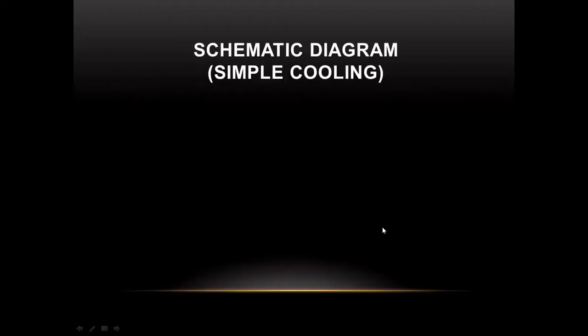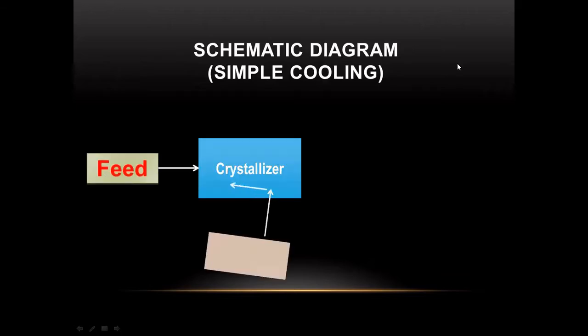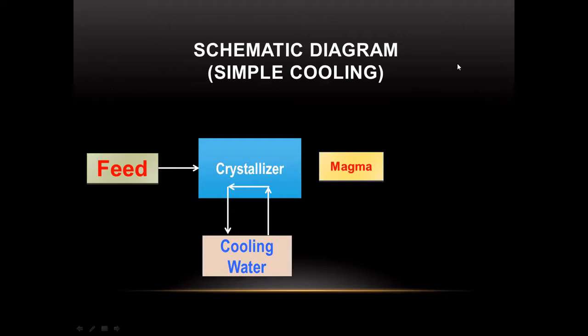Now, if we have to represent in a schematic diagram the crystallization process wherein simple cooling happens, this is what happens. You have your feed introduced into your crystallizer unit and it undergoes cooling. And in the process of cooling, we induce the formation of crystals.